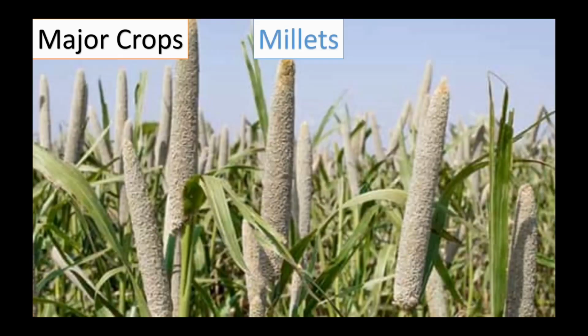Now let's proceed towards millet crops. India also produces this crop for self-sufficiency. Jowar, bajra, ragi are important millet crops. It is also called coarse grain. What is a coarse grain? The cereals other than rice and wheat. These are used as animal feed.